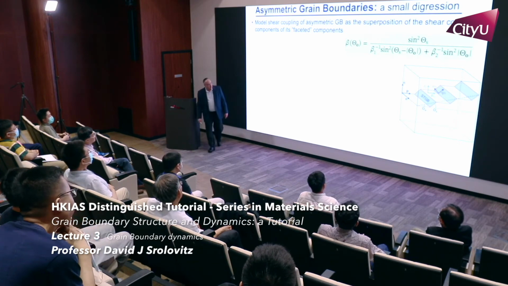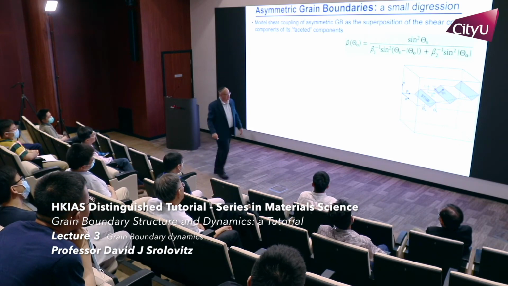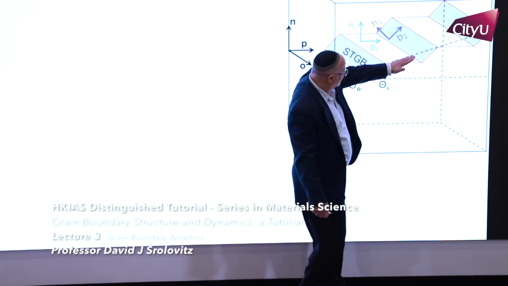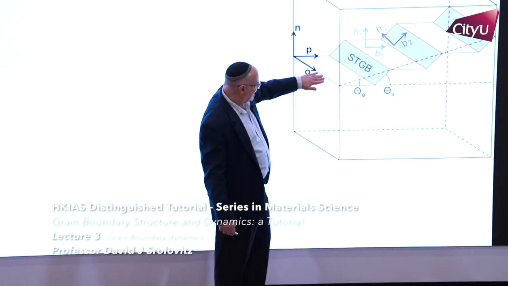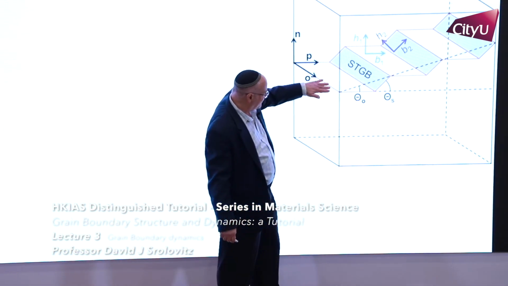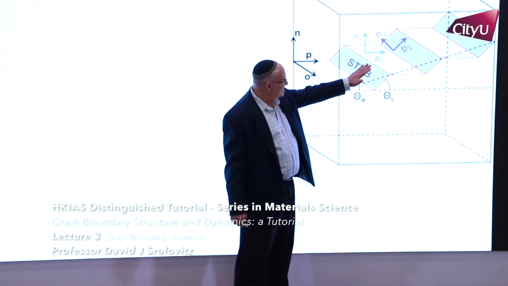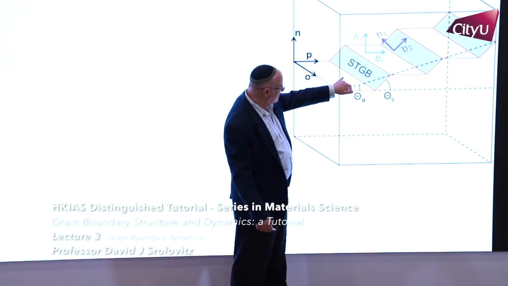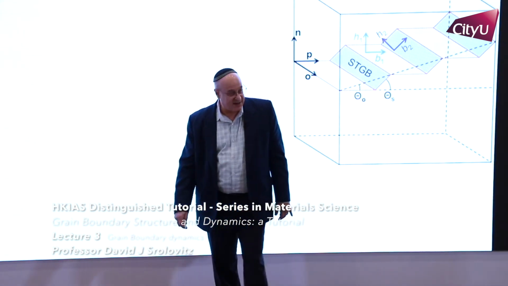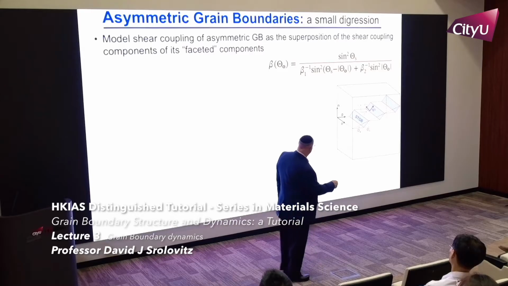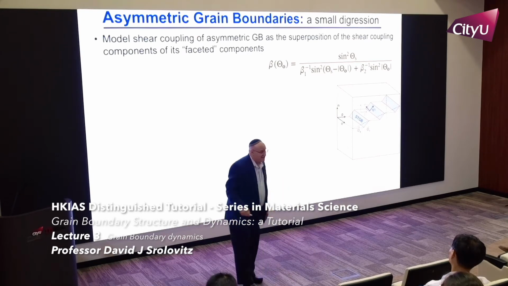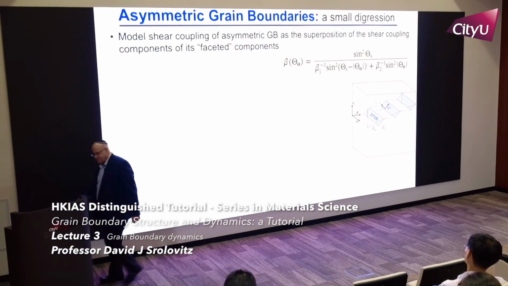So I just want to mention very quickly, if you take a grain boundary that's inclined to an arbitrary angle like that, call that theta 0, I can imagine that this is made up of a faceted grain boundary of this symmetric boundary and that symmetric boundary. And if I know beta for this one and beta for that one, then I can combine them like this, where theta 0 and theta s are defined here. I mean, it just comes out from the geometry.